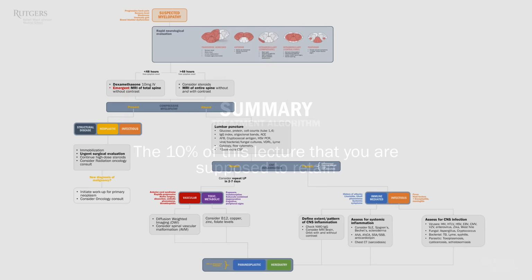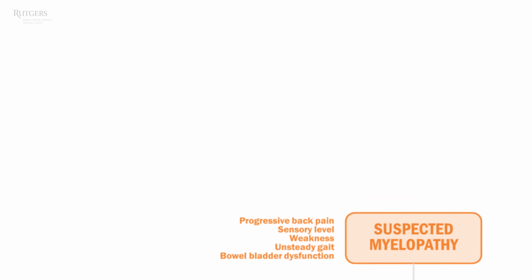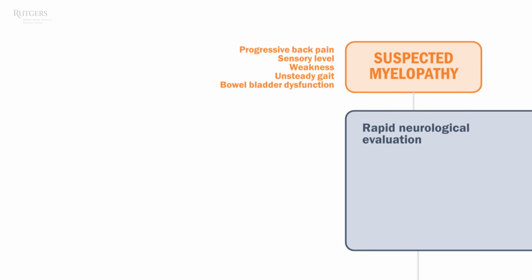First, you suspect spinal cord dysfunction in a patient with progressive back pain, sensory level, weakness of lower or all extremities, unsteady gait, and bowel and bladder dysfunction. Presuming the ABCs are stable, the next step would be to perform a rapid neurological evaluation. What are you looking for?